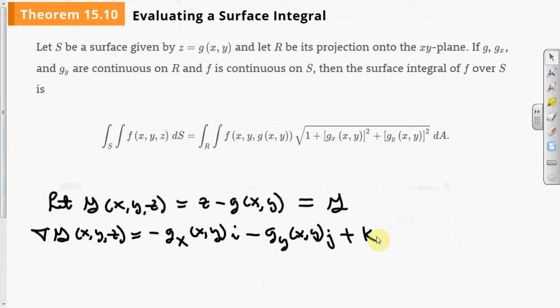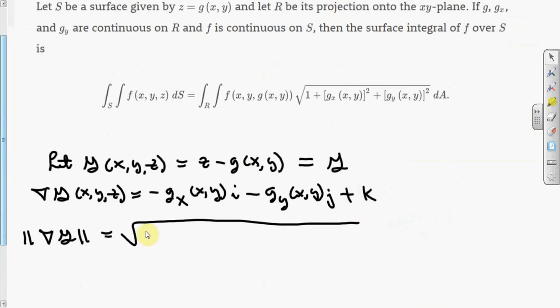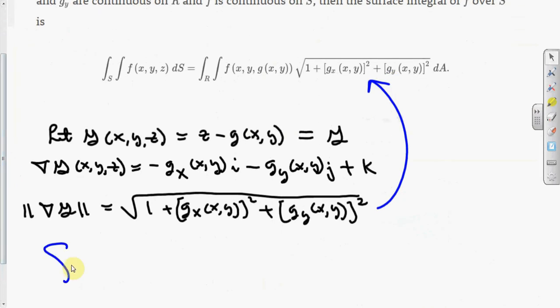Now take its norm, or its magnitude, and we get the square root of, if I start with the k, that's just 1, plus g sub x of xy squared plus g sub y of xy all squared. You see, this is the same as that radical right there. So I will refer to this particular theorem in terms of this surface area.